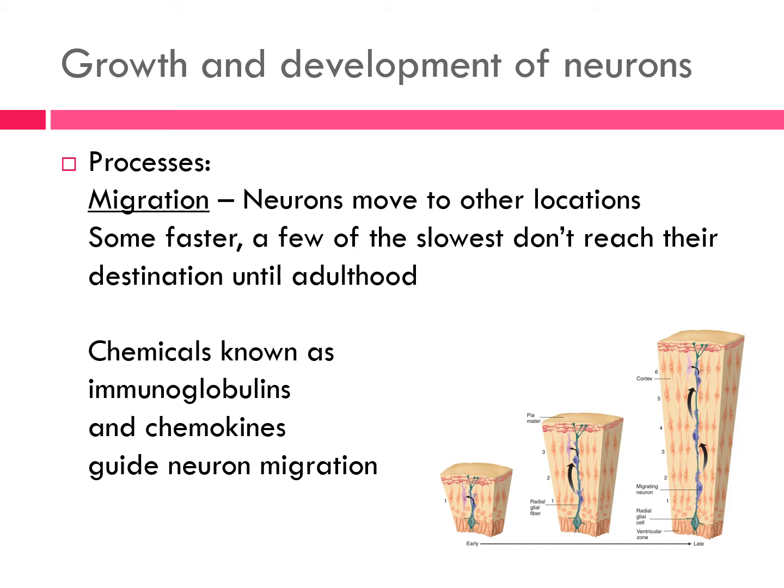are traveling up. And you can see that as I go to layers 3, 4, 5, 6, as we get to the far right of the cortex, those neurons have to travel through those lower layers in order to reach their destination. And we have chemicals known as immunoglobulins and chemokines that are guiding that neural migration. And we have many different kinds of these chemicals, which really reflect the complexity of the brain.